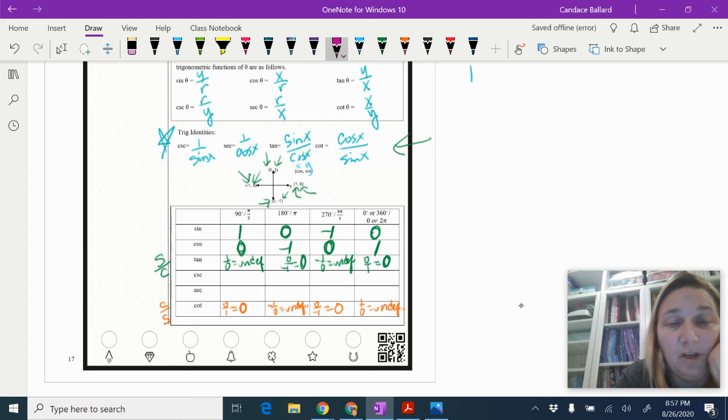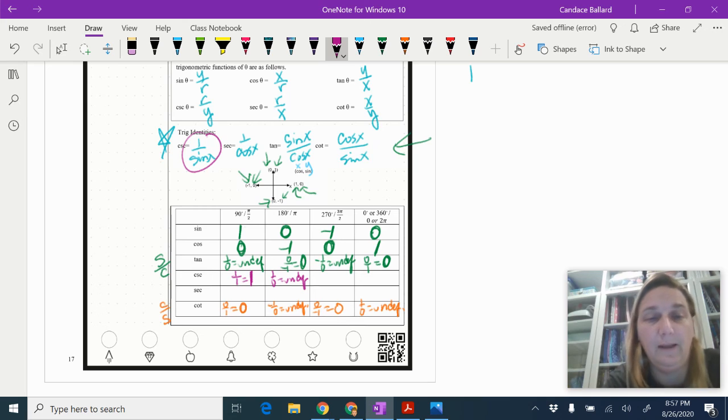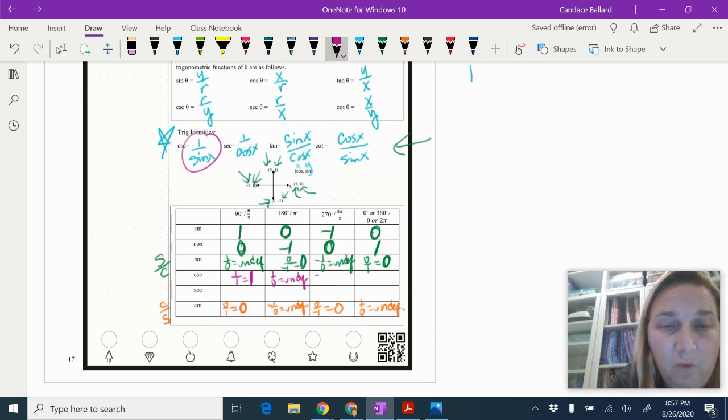All right, I'm going to go to cosecant. Cosecant I know is 1 divided by sine. So I'm going to put 1 over my sine value, which is just 1. Then I'm going to put 1 over 0, again, undefined. Then I am going to put negative 1 over 1, so it's negative 1. Then I'm going to put 1 over the 0, so again, undefined.